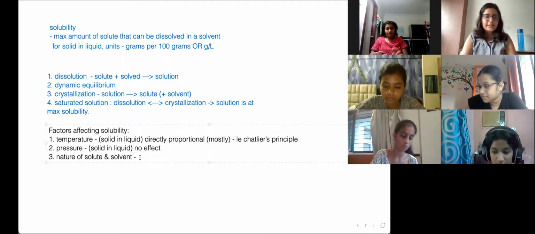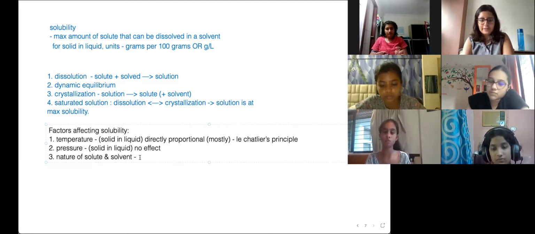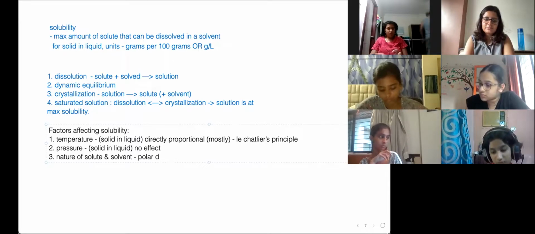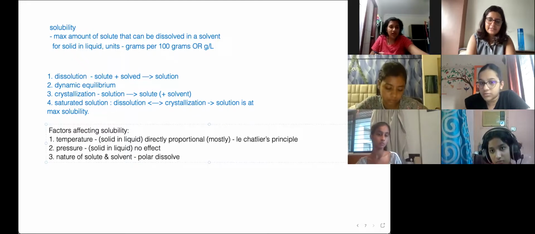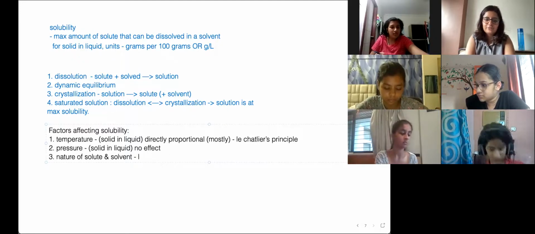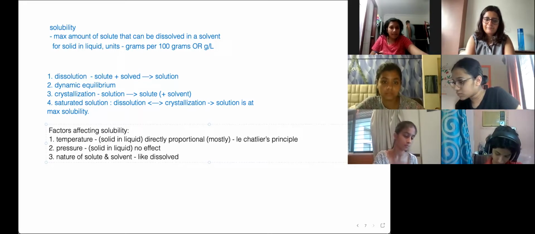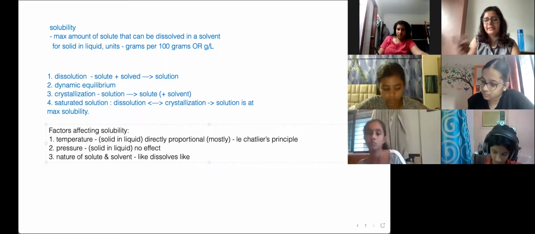Okay, so nature of solute and solvent, मतलब what sort of nature are we looking at? The intermolecular forces. Polar, non-polar. Correct. So polar dissolves polar, and basically like dissolves like. अगर polar solvent है, तो in polar it will be soluble. It will be highly soluble.